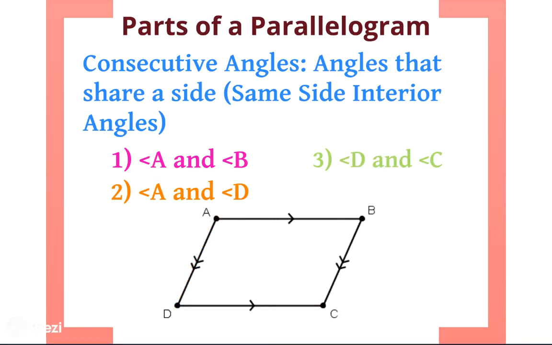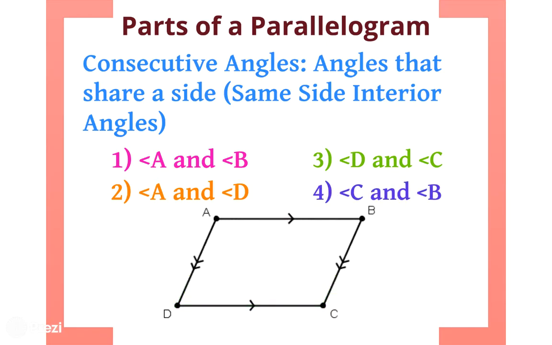We also have angles D and C, they make like an upside down, sideways C, bam. And finally, we have C and B, which make a backward C, like that. Cool, right? So if I refer to consecutive angles, or I might call them same side interior angles, they are also going to be parts of your parallelogram.